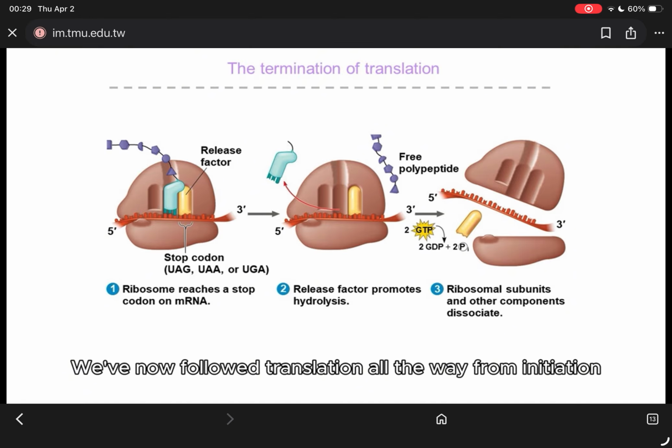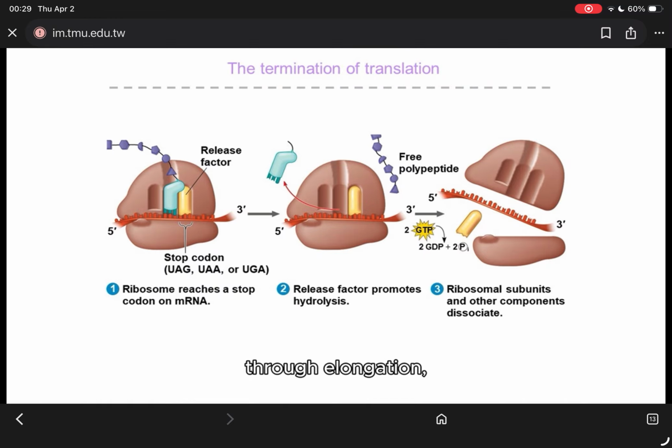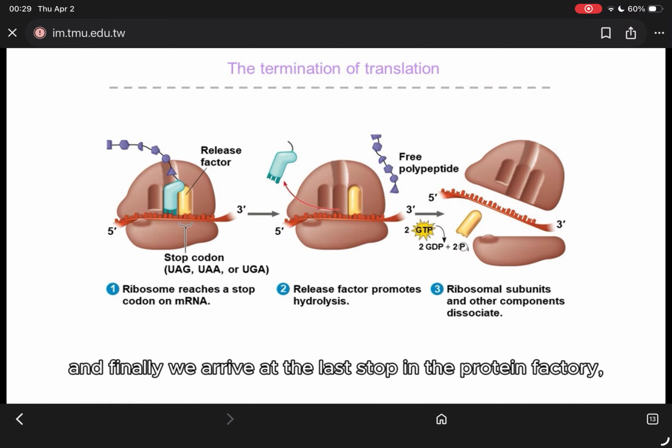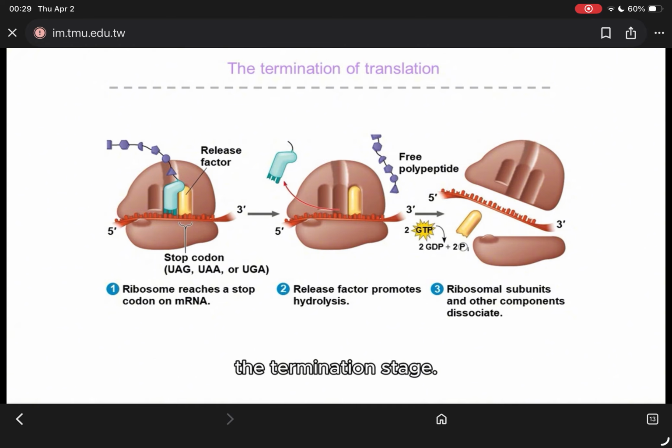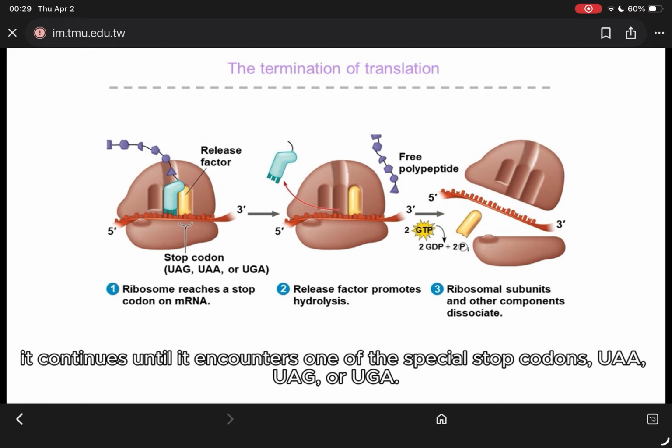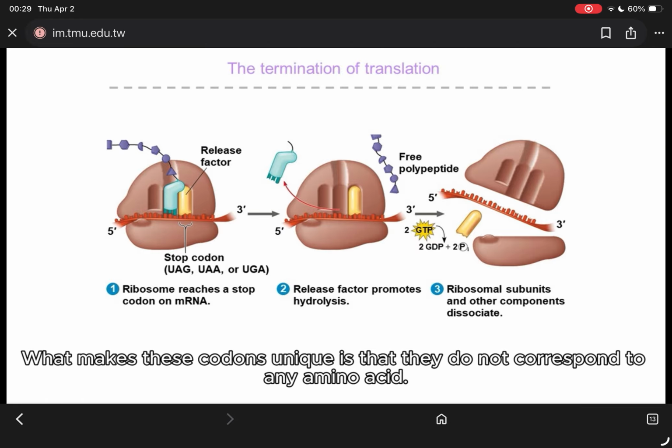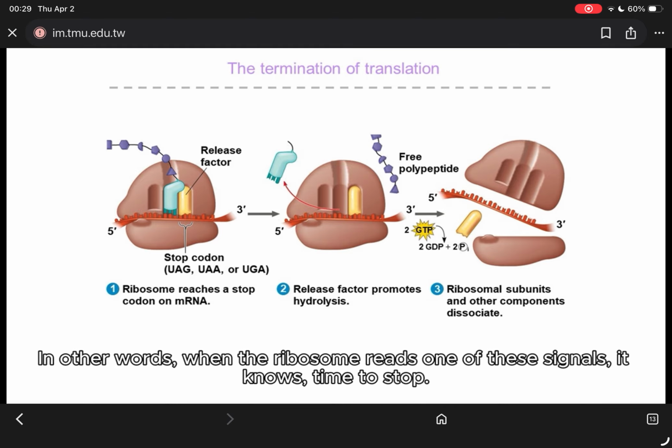We've now followed translation all the way from initiation through elongation, and finally we arrive at the last stop in the protein factory, the termination stage. As the ribosome moves along the mRNA, adding amino acids one by one, it continues until it encounters one of the special stop codons, UAA, UAG, or UGA. What makes these codons unique is that they do not correspond to any amino acid. In other words, when the ribosome reads one of these signals, it knows, time to stop.